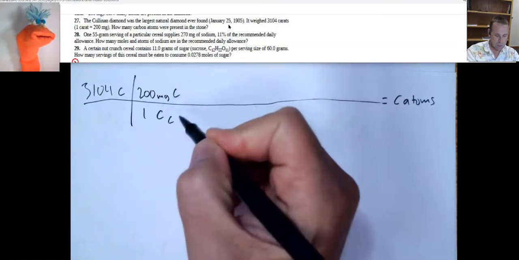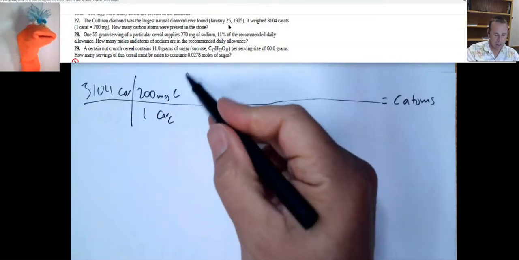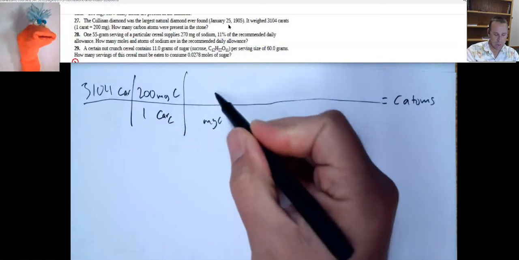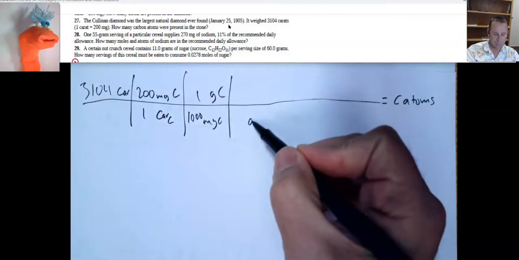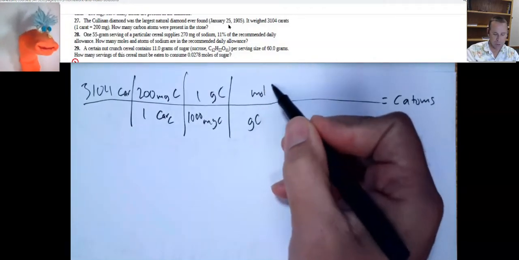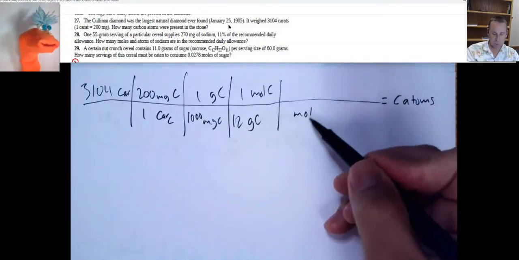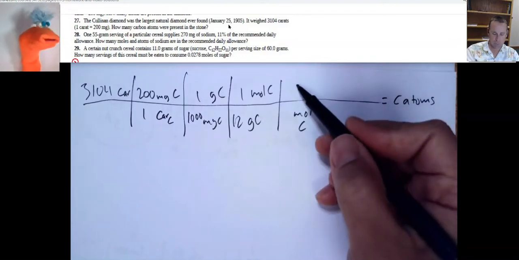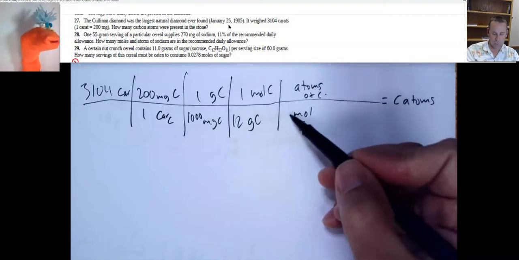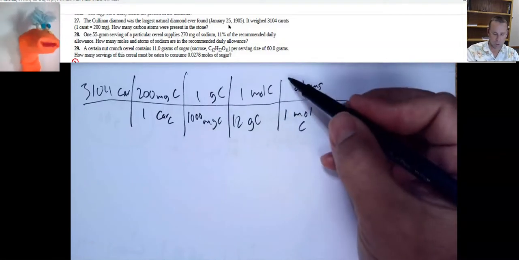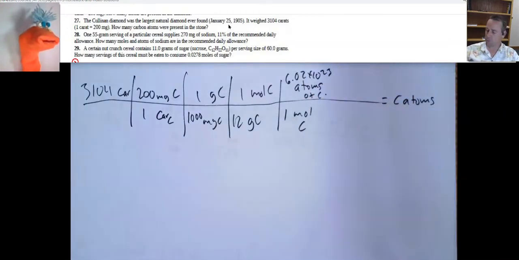So 1 carat of carbon, I guess I can call that CAR to be less confusing. And now I can go from milligrams of carbon to grams of carbon. 1,000. Good. And then I can go from grams of carbon to a mole of carbon, right? That's 12 grams per mole. And then I can go from moles to where? Atoms of carbon. Good. And how many atoms are there per mole? That's Avogadro's number, right? Yeah, 6.02 times 10 to the 23rd atoms of carbon for every mole.